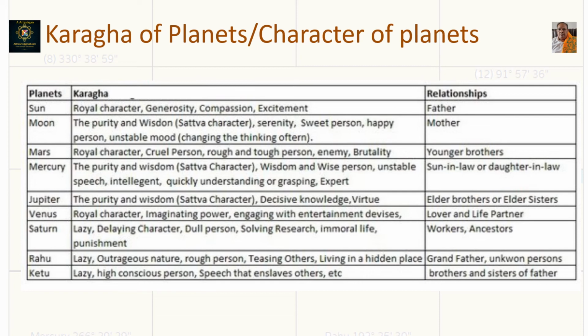Jupiter is purity and wisdom again, decisive knowledge, virtue, and it refers to elder brothers, elder sisters, seniors and gurus. All these people come under Jupiter.